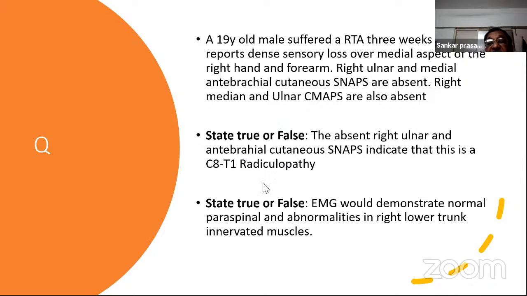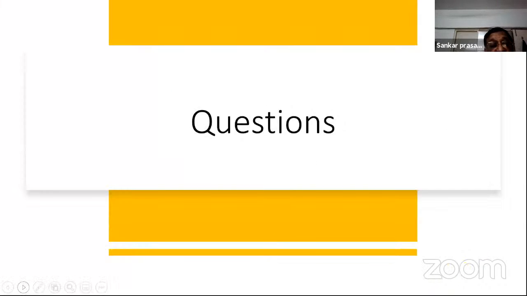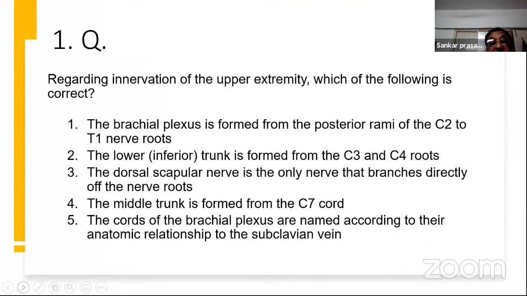So this is the medial antebrachial cutaneous nerve, which is originating from the C8 T1, the lower trunk, I mean lower cord. So it is fitting into a plexopathy, but not a radiculopathy. And right, so it's false. That is a very nice answer. So now the questions will start and we'll interact.